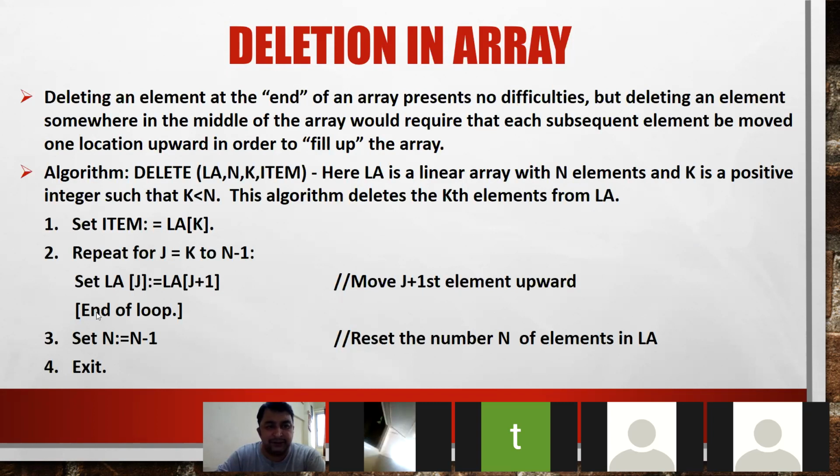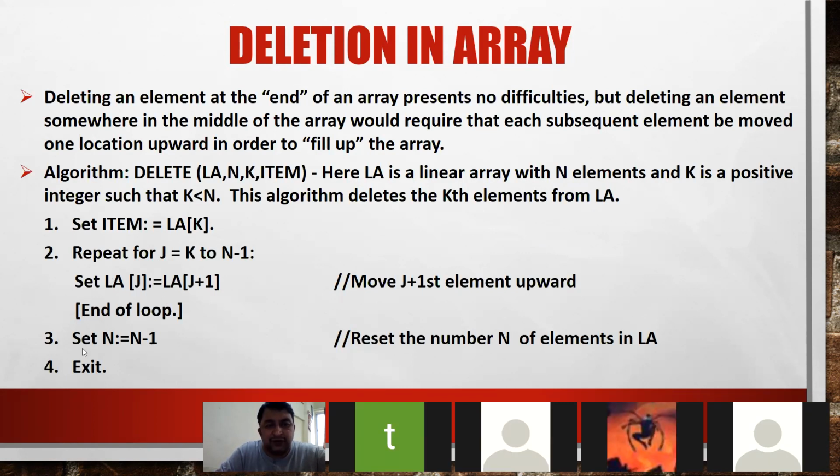How are we replacing? See here, LA of j is equals to LA of j plus 1, meaning the element from the j plus first location will be replaced to LA of j. This will be continued till these number of steps. See, j is equals to k to n minus 1, there will be 5 steps, so 5 times this will be continued. Once this is done, right?